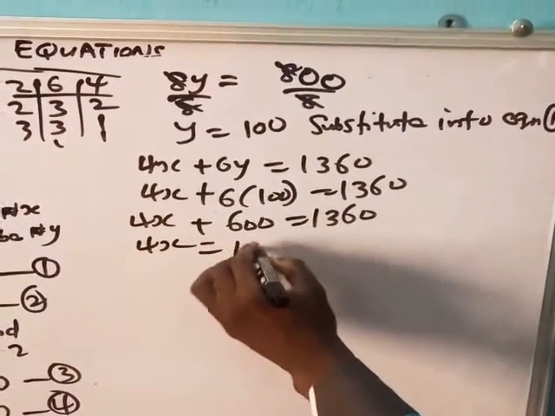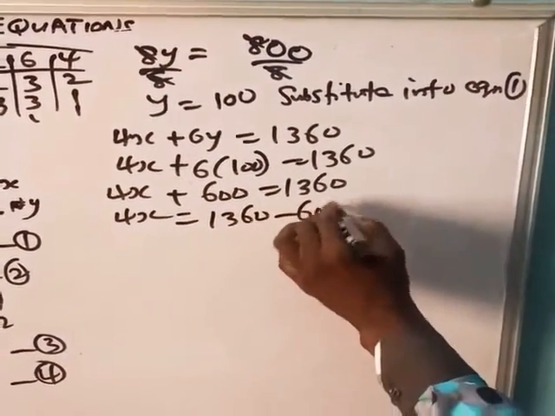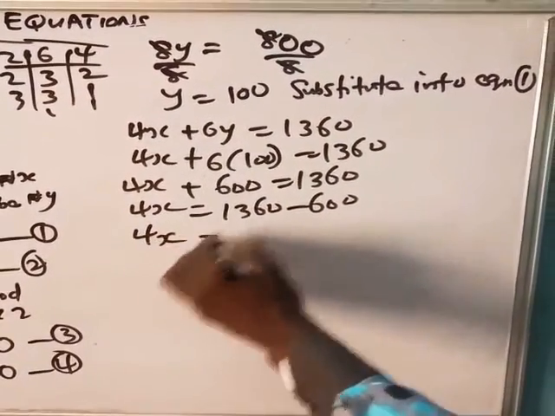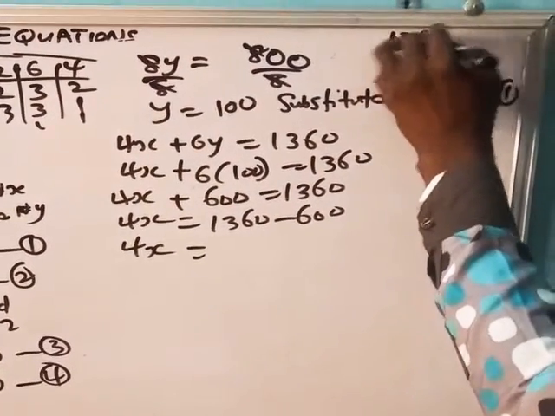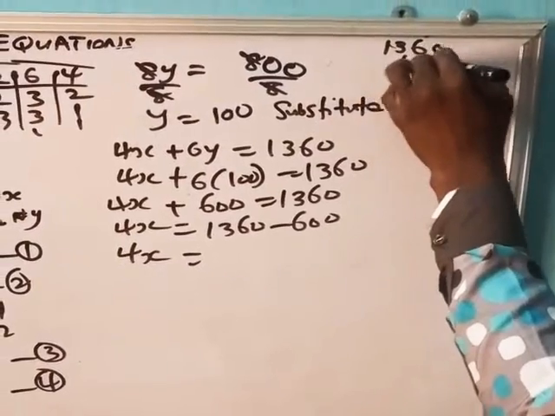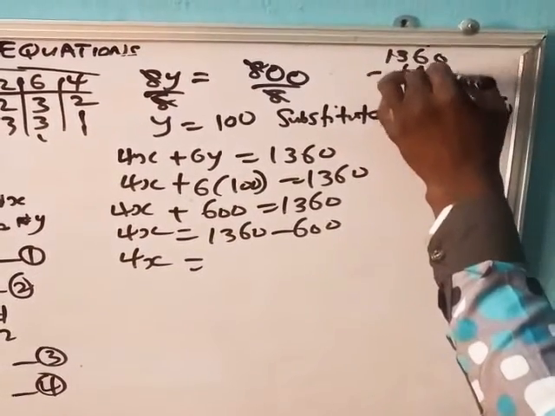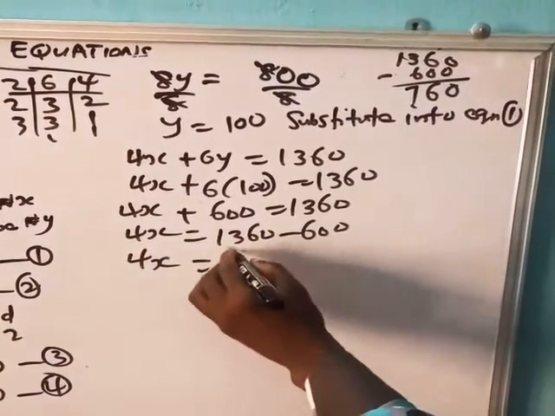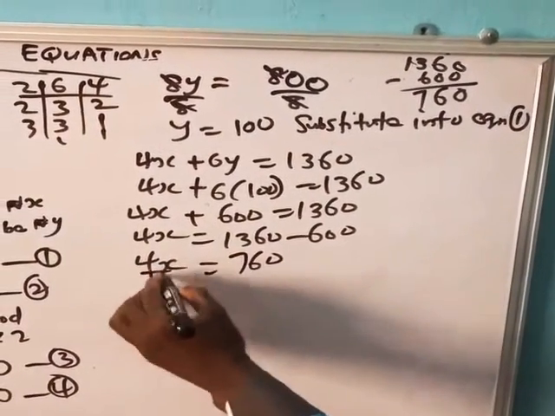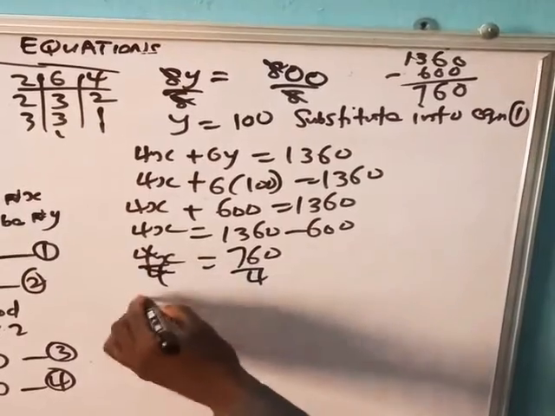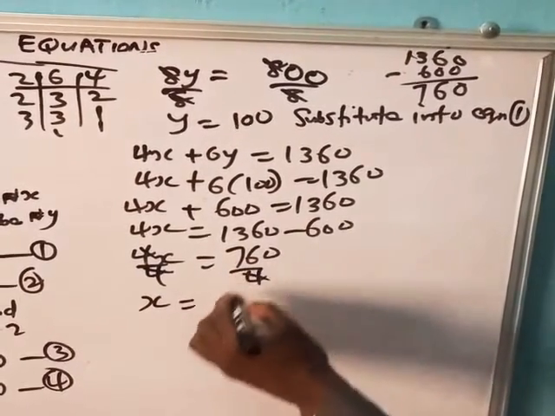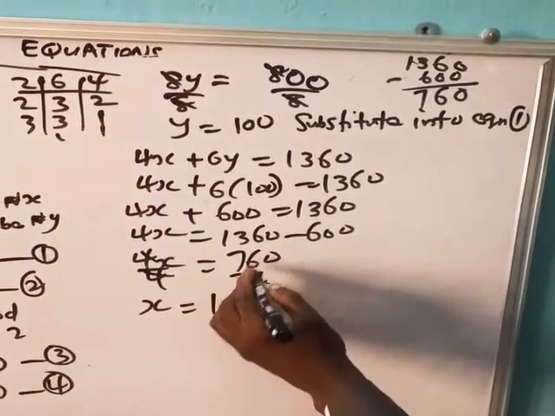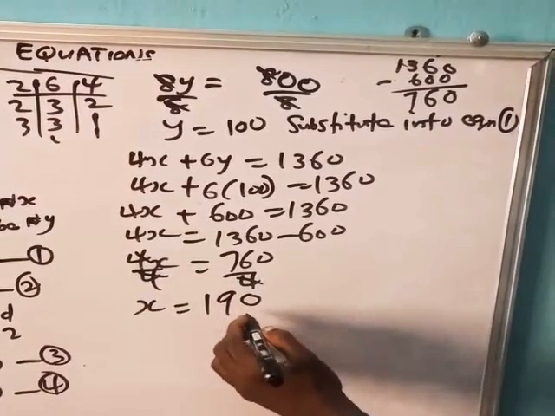4x will now be 1360 minus 600. So 4x is 1360 minus 600. 0 minus 0, 0; 6 minus 0, 6; 13 minus 6, 7. 760. Divided by 4. So x is 4 in 7, 1, remainder 3. 4 in 36, 9, and 0.